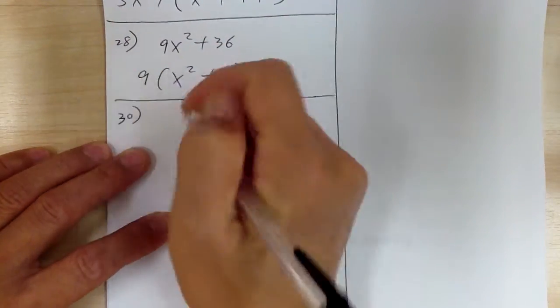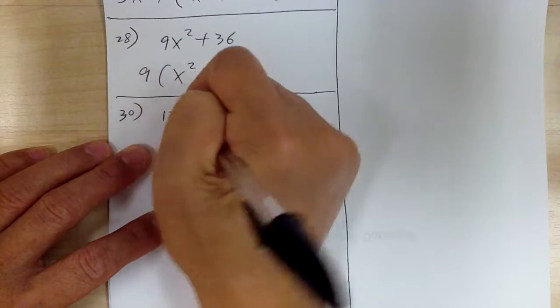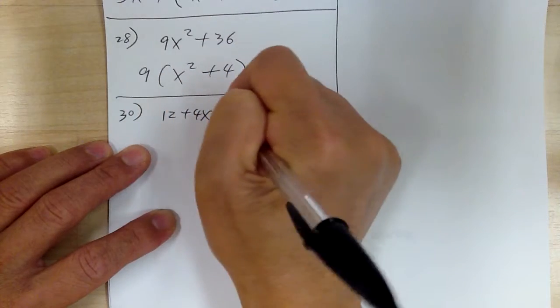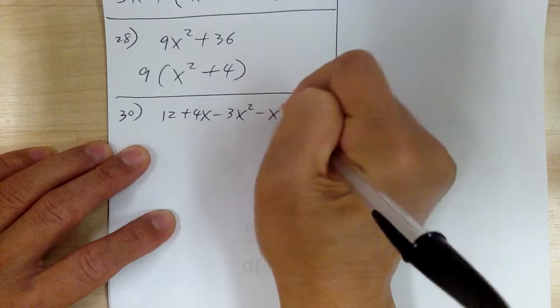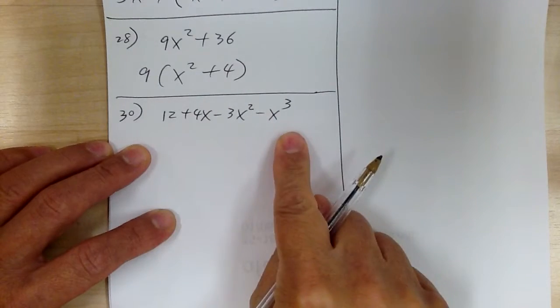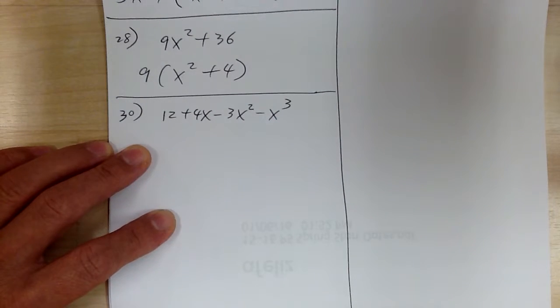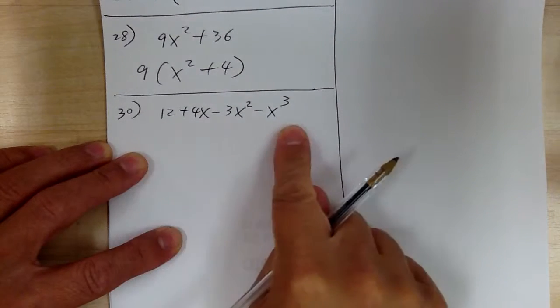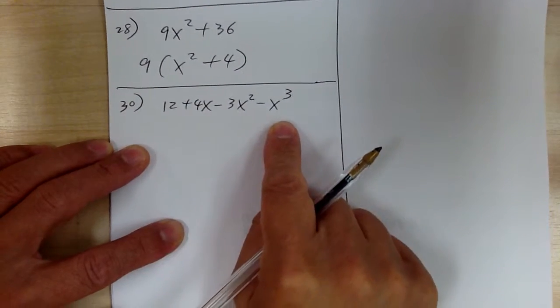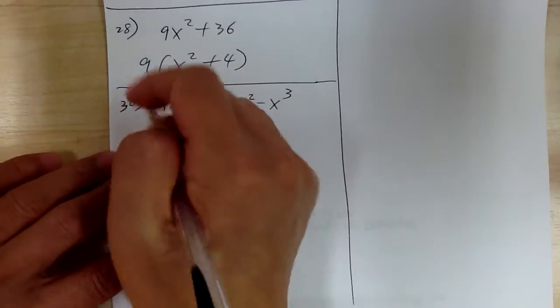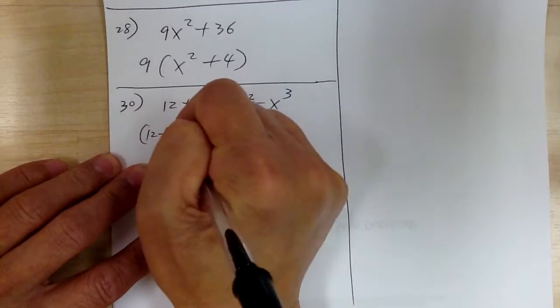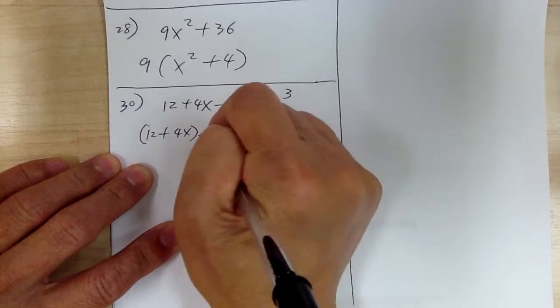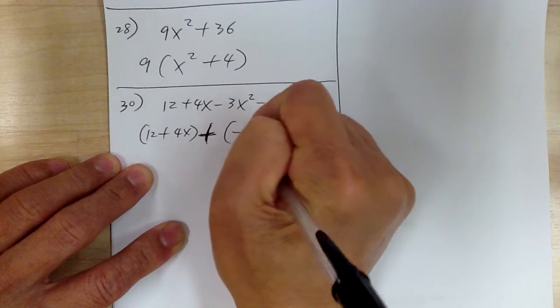Okay, let's go to 30. You have 12 plus 4x minus 3x squared minus x cubed. So this is in reverse order, so fine. You can just leave it like that. So step 1, common factor, cannot. Step 2, special factor, 4 terms. So you have to do the grouping. So group the first 2 terms. Again, always put a plus between the groups.